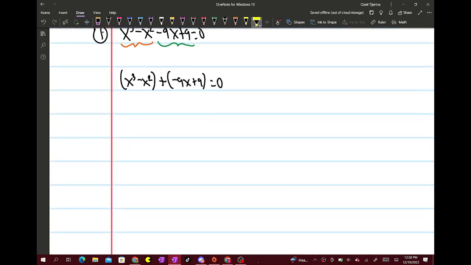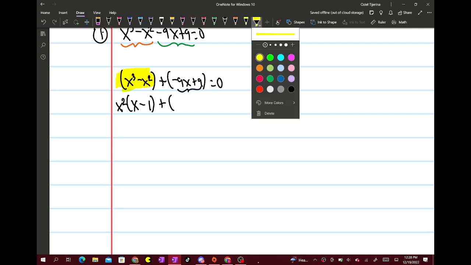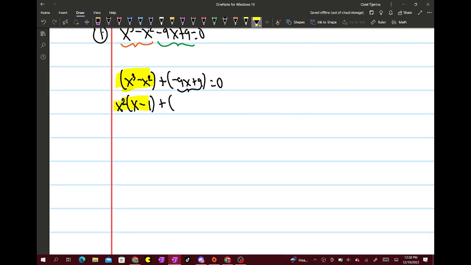So looking at this first part here, it's very clear that I can factor out an x squared from there. So x squared times x minus 1, and then plus, looking at this part here, I can factor out negative 9, so this is plus negative 9 times the quantity x minus 1, and this is all equal to 0. So this is what this one is.